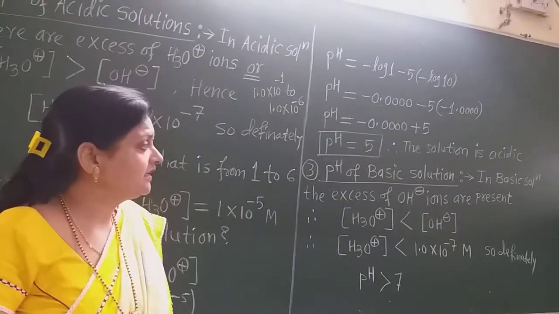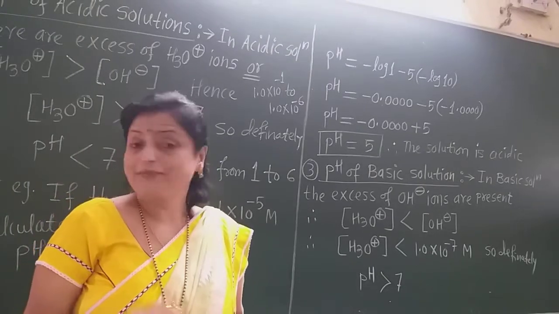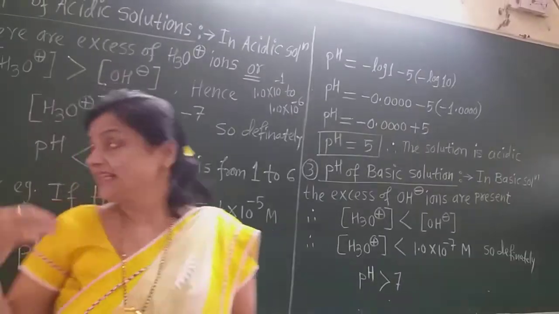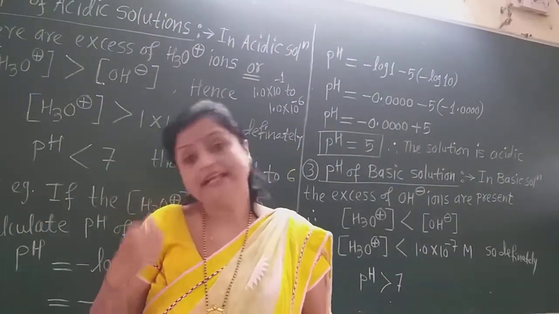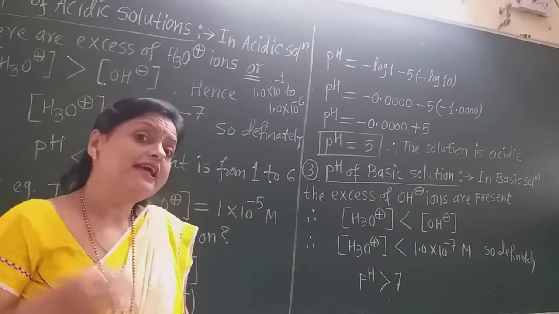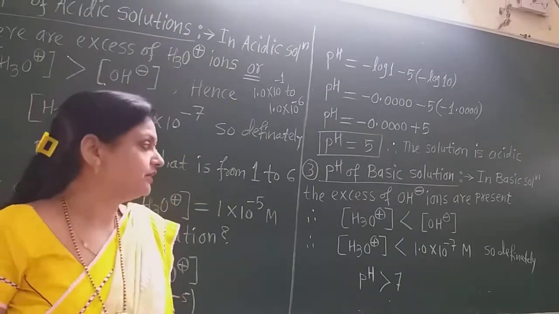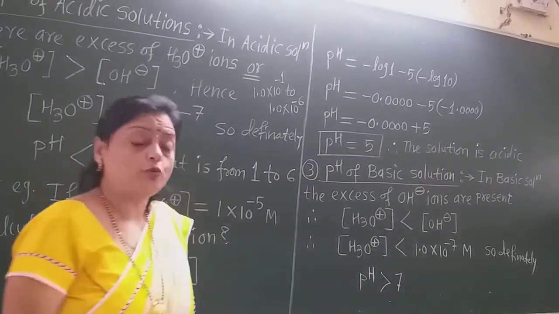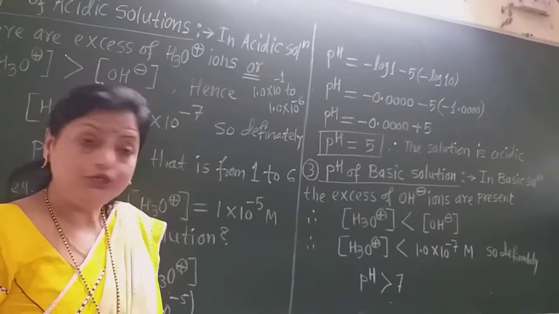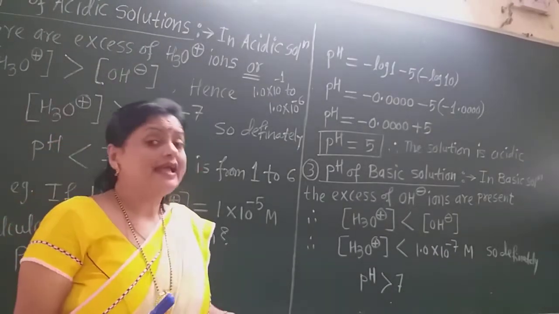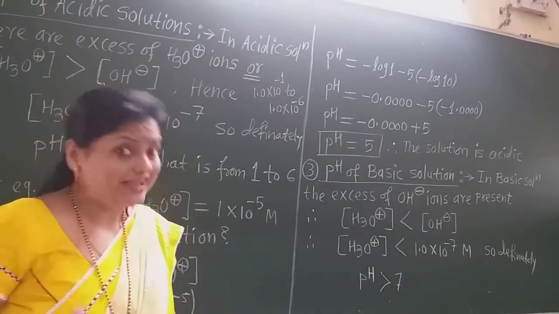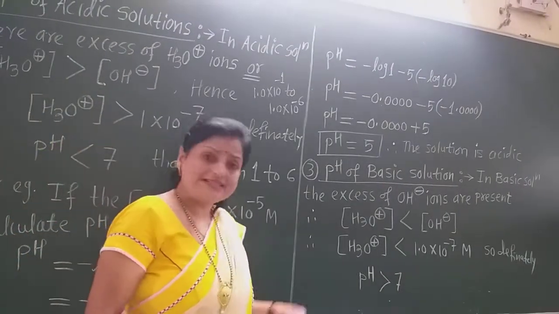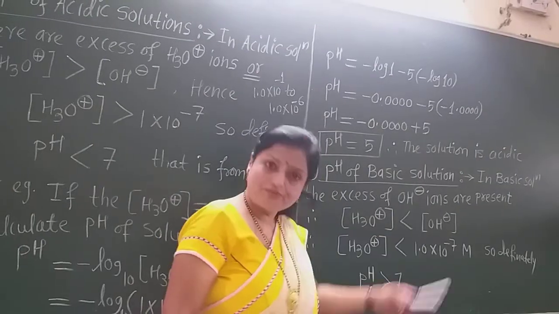In a basic solution, there is an excess of OH minus ions. Definitely, as the solution is basic, there are more OH minus ions, just as in the acidic solution there are more H plus ions. Therefore the concentration of OH minus ions is always greater than that of H3O plus ions in the basic solution. And with more OH minus ions, the H3O plus ions have a lower value than the OH minus ions.